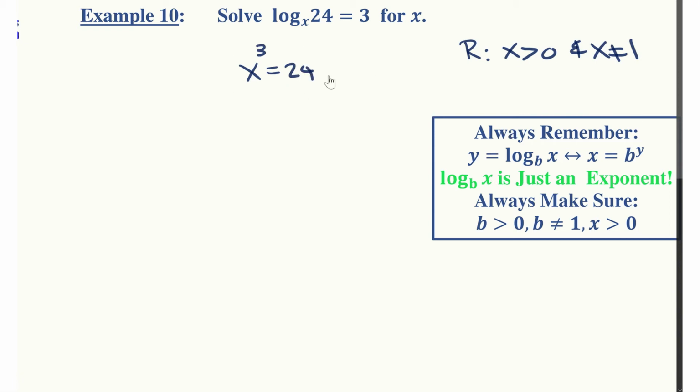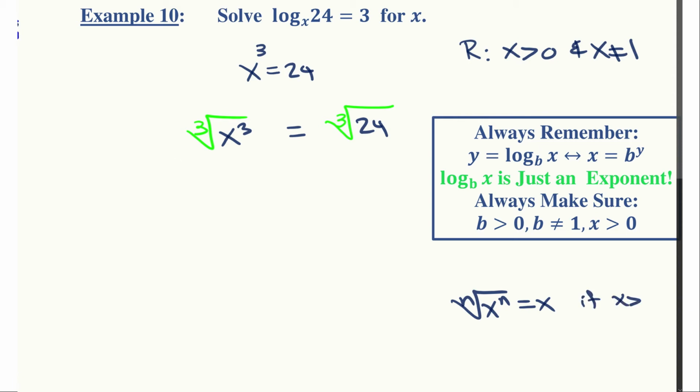Now, we do know how to handle these based on previous work, and we know that if we know x cubed, to get x we have to take the cube root of both sides, and that's what we will do at this point. And we end up with the cube root of x cubed equals the cube root of 24. Now, on the left side, we know that the nth root of x to the n equals x, as long as x is positive.